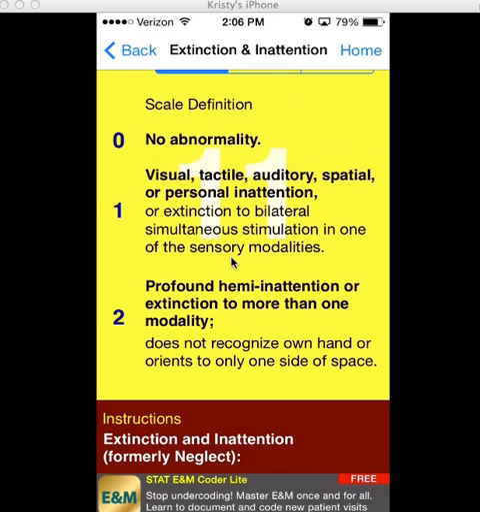Next, test the vision. To assess for visual extinction, hold both hands in front of either the upper or lower quadrants. Ask the patient to identify which side the fingers are wiggling on. Extinction is present if the patient cannot identify that both sides are being wiggled at the same time. If the patient has both visual and tactile extinction, then a score of 2 will be given. If only one or the other exists, then a score of 1 will be given.